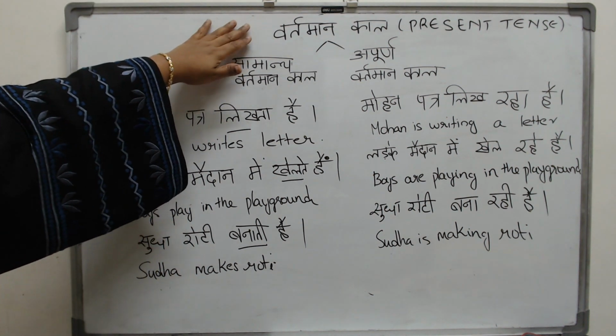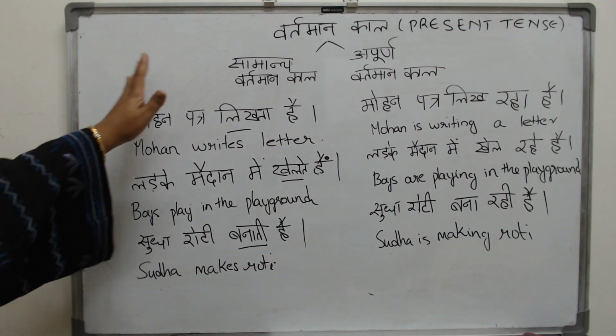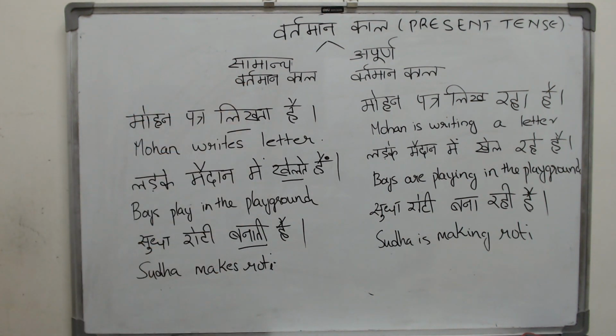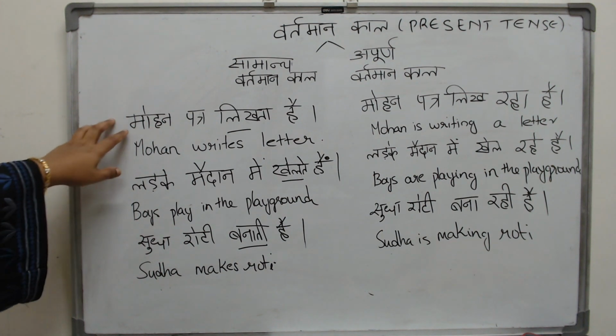Vartaman Kal, or the present tense, is used to talk about incidents or events that happen at present. In this class, let us study two types of Vartaman Kal. Now look at this first set of sentences. Let me read them out for you.